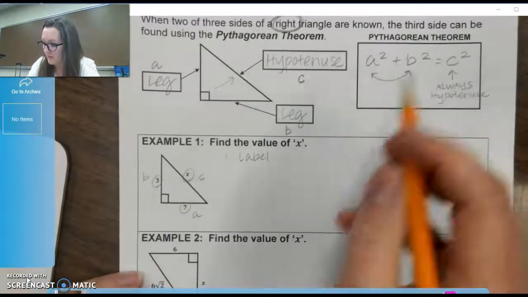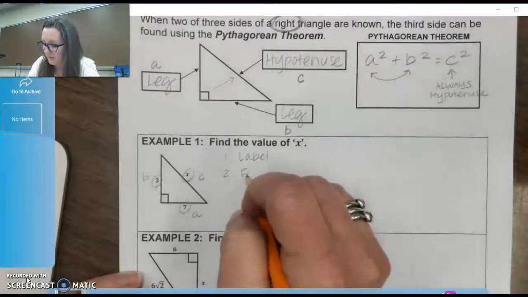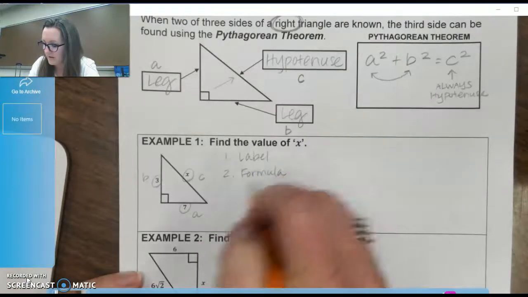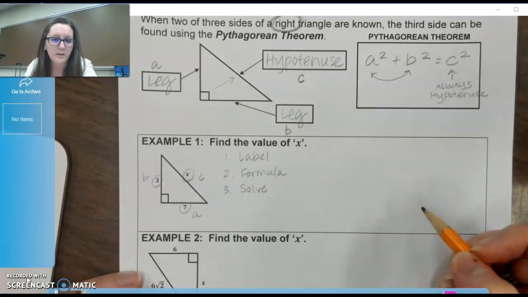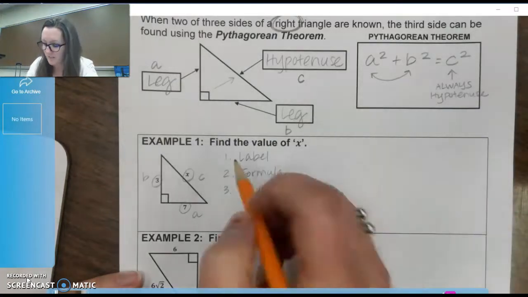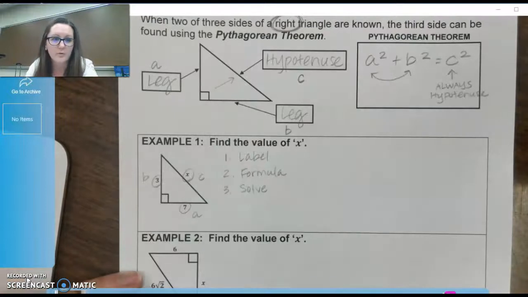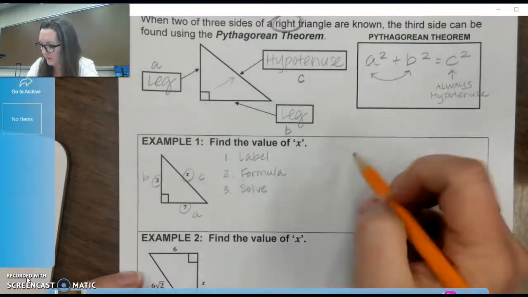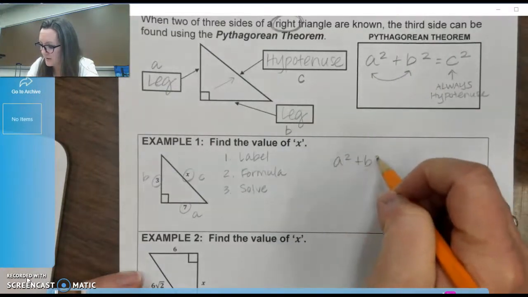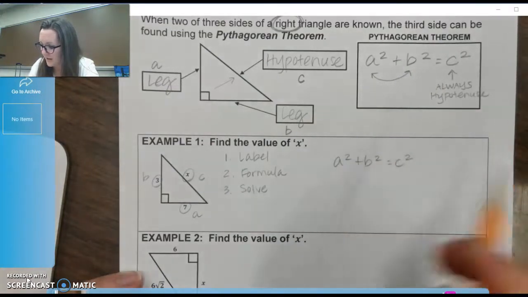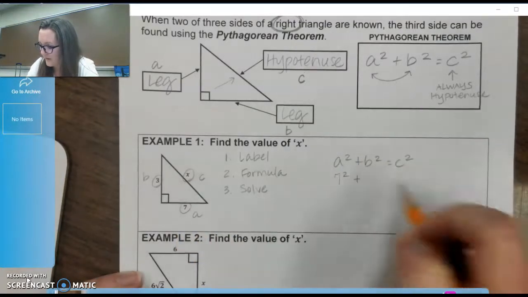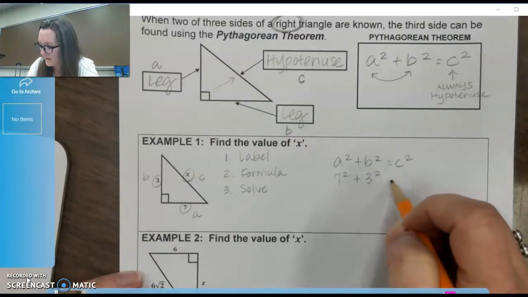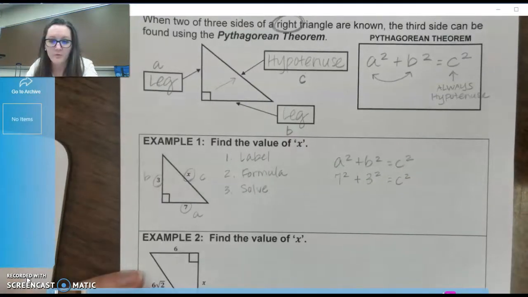So I'm going to write down my formula, and then solve. These are our recurring steps for geometry. Anytime that you have a figure, you always want to label, then write down your formula, and then solve. So I'm going to write down my formula here: a squared plus b squared equals c squared. And then I'm going to plug in my values. A is 7, B is 3, and C is our unknown value.